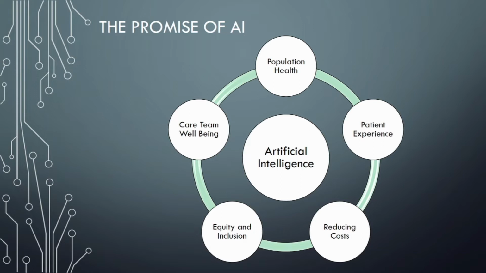All of you are in the room one way or the other because you have a general interest in artificial intelligence. This is the quintuple aim now: population health, patient experience, reducing costs, equity and inclusion, and care team well-being. To some degree, people are looking at AI as trying to solve all of these issues. It has promise in all of these areas, but we'll talk about it a little bit afterwards. I think there are some limitations, and we should think about those things.